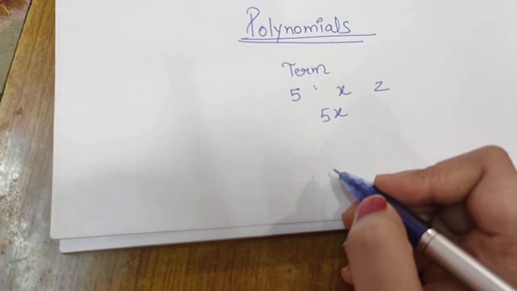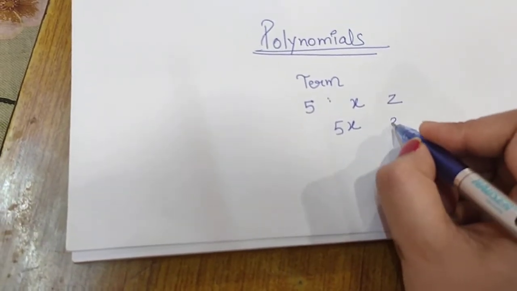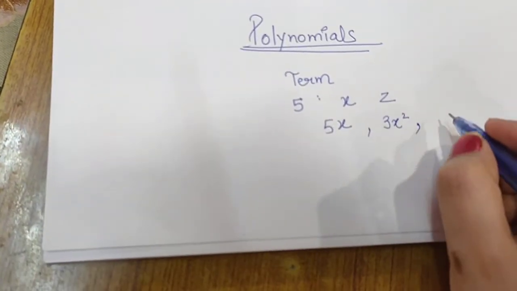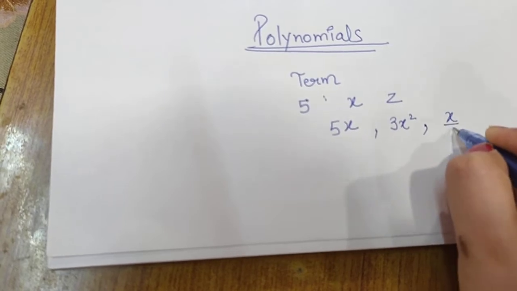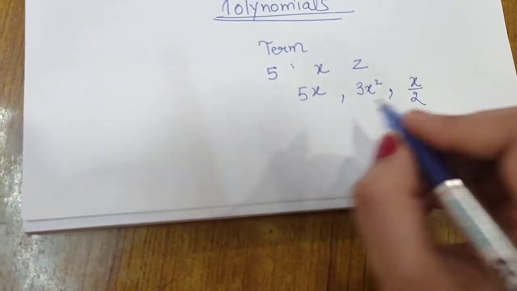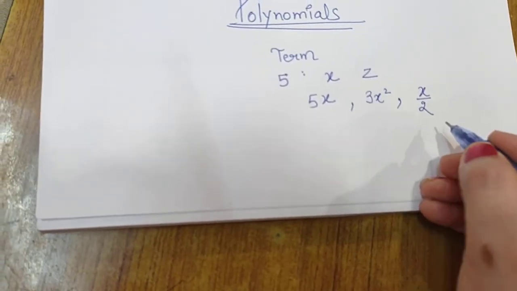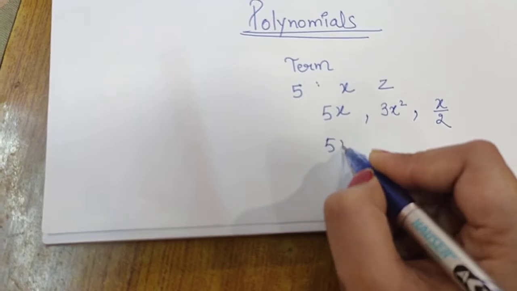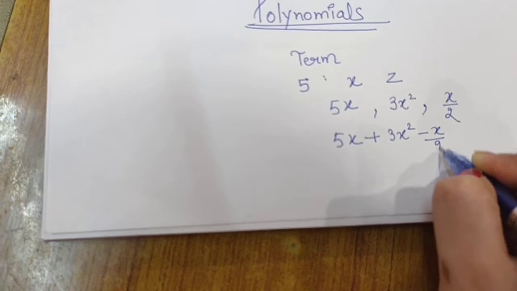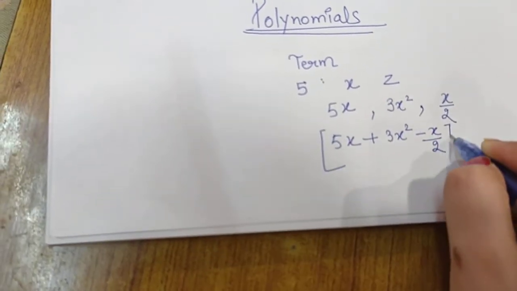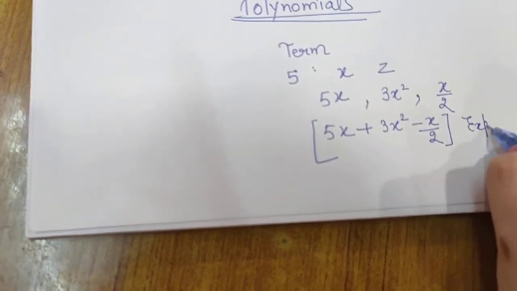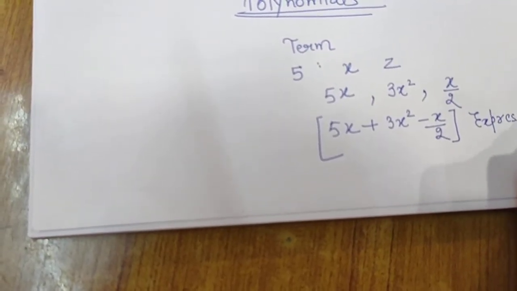So now I am writing three terms: 5x, 3x square, and the third term I am writing x upon 2. So these three terms I have written. Now I am joining these terms with signs. So 5x plus 3x square minus x upon 2. Now the combination of terms becomes an algebraic expression.